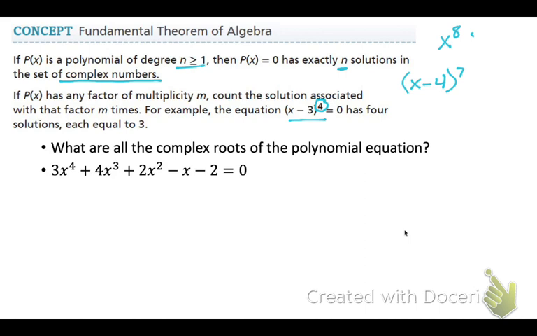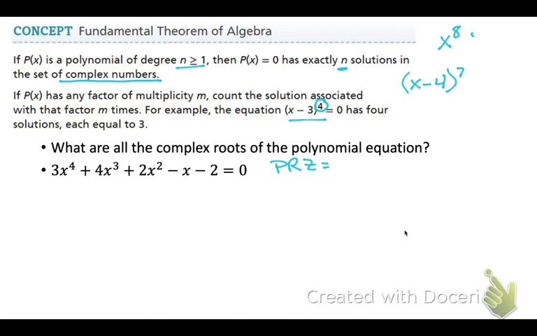I can use long division if I knew some of the zeros. But do I have a way to narrow infinitely many numbers down to a few? The possible rational zeros, right? So I have PRZs that will help me get this down to some smaller amount. Because it says complex zeros, so I'm looking for all of them. So I'm hoping there's at least one real zero in there, aren't you?